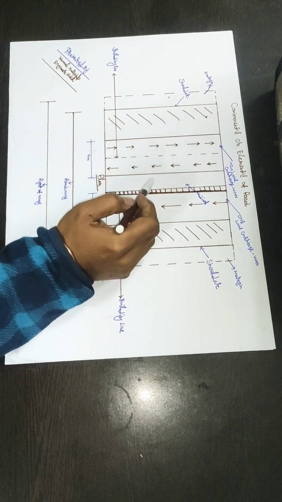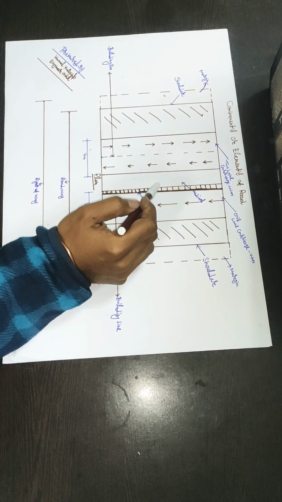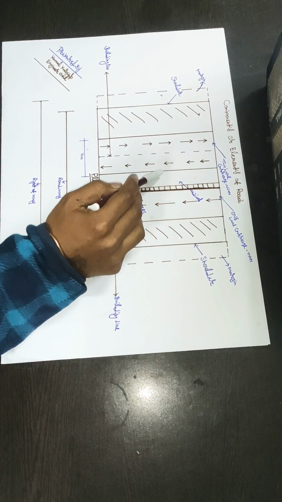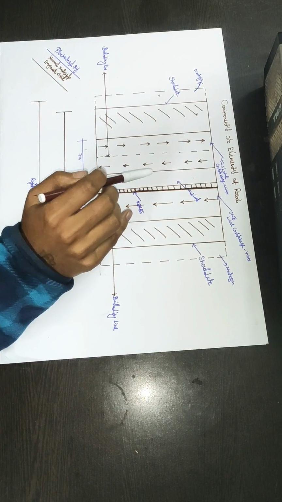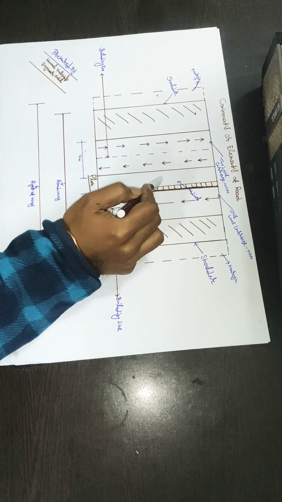Sixth one is median. Median is provided between the opposing road traffic ways and separates the two roads. It's called the median part of the road.